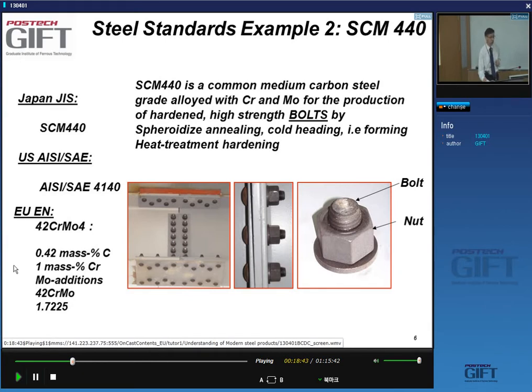So the additional advantage of the European way of writing is that there is one additional number. And this additional number tells us something about the amount of chromium that is there. However, in order to avoid the use of decimal points in the names of steels in the standard, we usually multiply the chrome content with a certain number so that it doesn't have a decimal point. So if you have a chrome content of one or less, you multiply that content by 4. So chrome 4 means 1% of chrome.